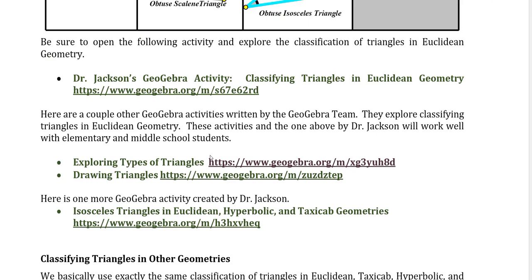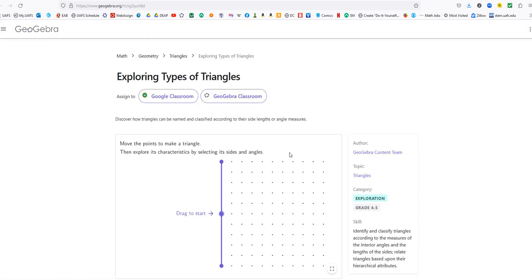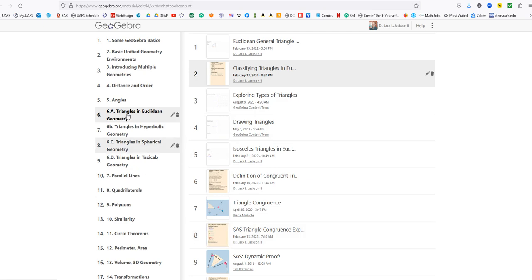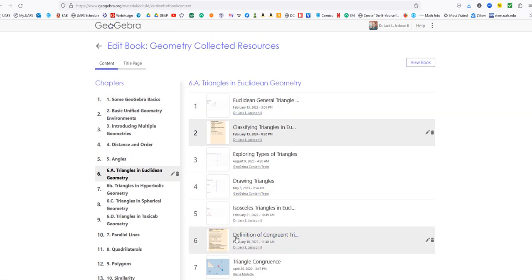Here are a couple of other activities. These were, I think, created by the GeoGebra team. I tried to keep their GeoGebra team activities in my book that I have here for triangles, or for geometry in general, collected resources. So this collects my activities, like this one and this one, but also the ones here by the GeoGebra content team.